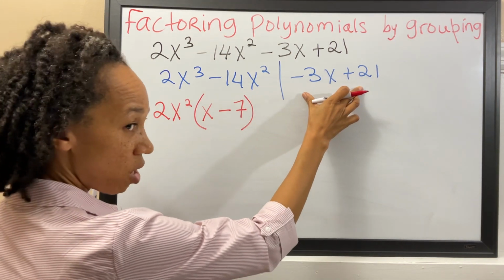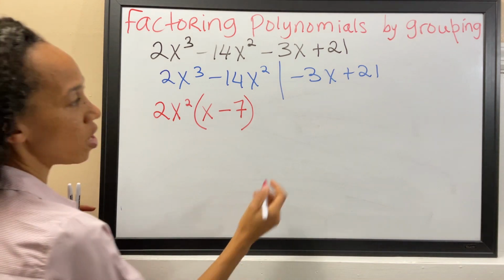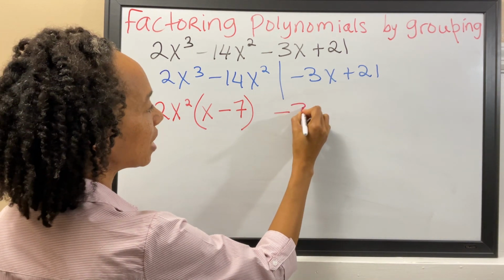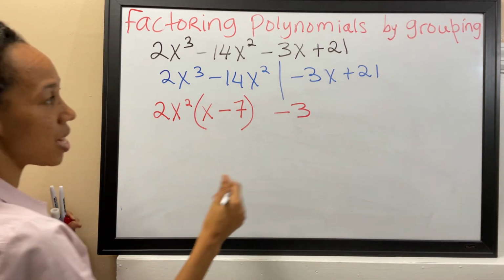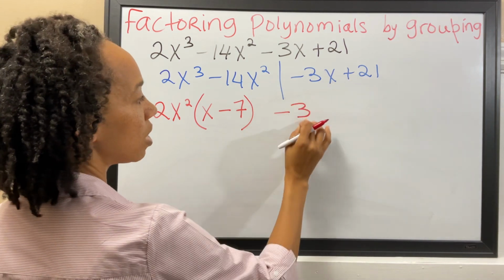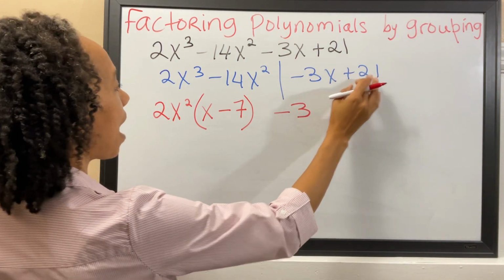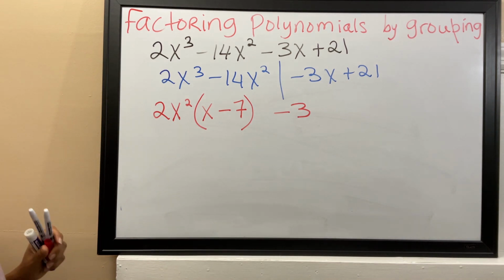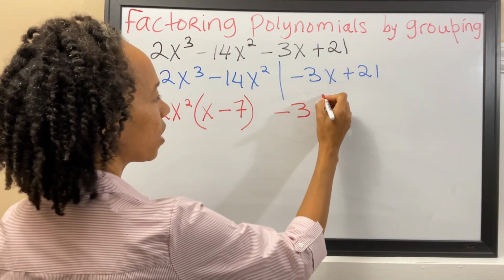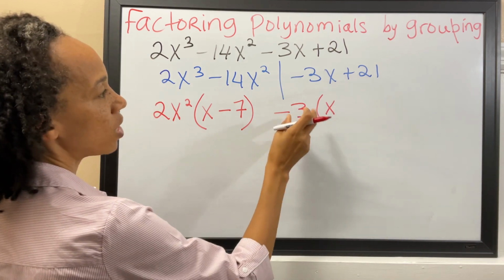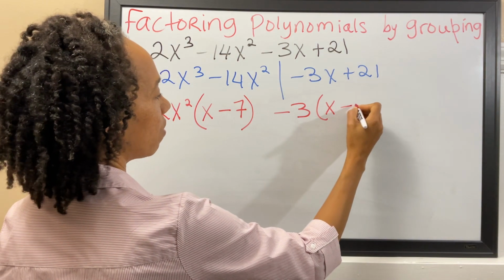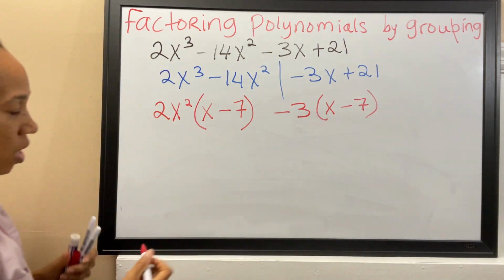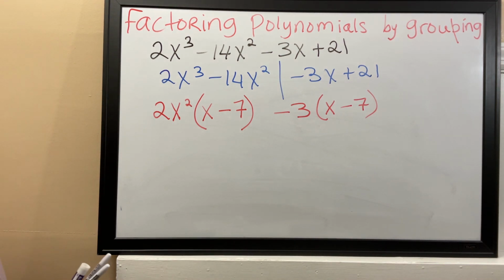Then from this other group, the second group, I am going to take out negative. Always take out negative if the first term has a negative there. Then you look and see which number can go into both. The 3 can go into both, a -3, and it can also go into 21. So take out the negative, you're left with x, and now 21 divided by negative 3 is going to give you a negative number. It's going to be negative 7, because positive divided by negative gives you a negative, or negative divided by positive is going to give you a negative answer.